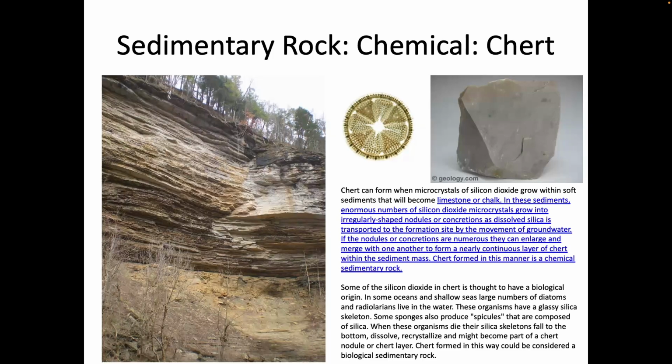If the nodules or concretions are numerous, they can enlarge and merge with one another, forming a nearly continuous layer of chert within the sediment mass. And the chert formed in this manner is called a chemical sedimentary rock. Listen, I'm not going to go into depth on this beyond what I just did, right? I'm not even going to ask you on a test beyond the level of, is this a chemical sedimentary rock? It's really not for us to know the details of exactly how chert forms, but I want you to at least be exposed to it, okay?